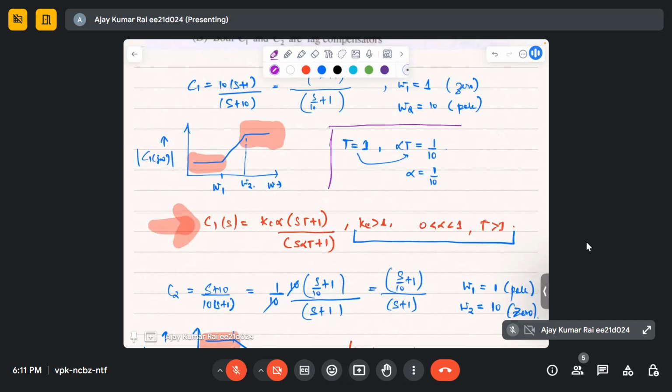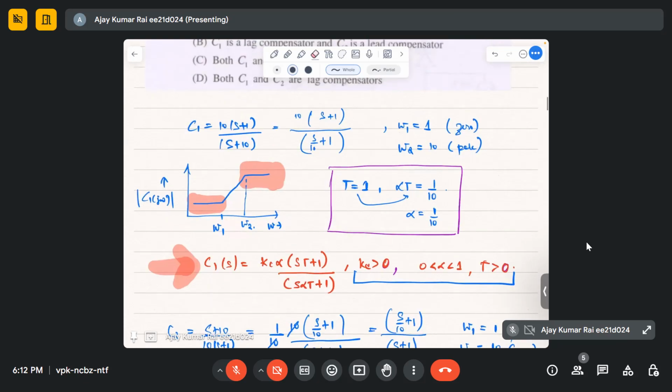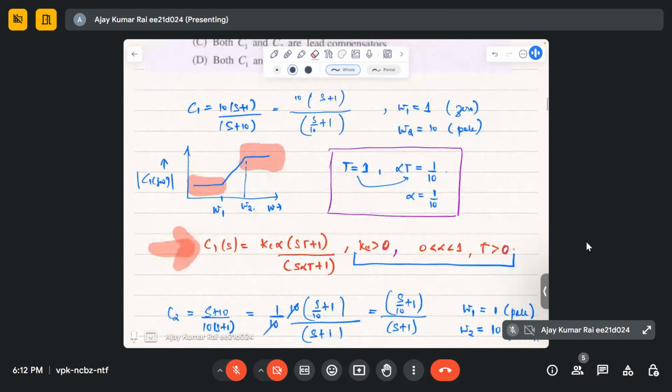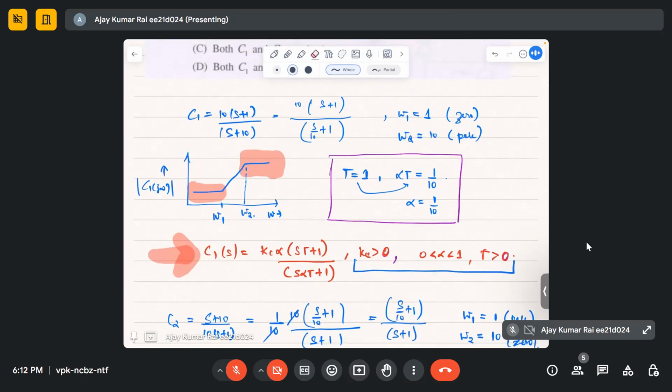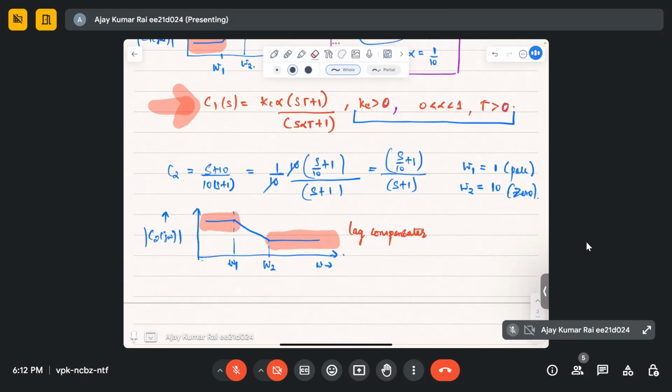You see here, t is equal to 1, so it's greater than 0. Kc is also greater than 0. So this is what we have found out. So t is equal to 1, and if you substitute here, alpha t is equal to 1 by t, and alpha is equal to 1 by t. So I know my range of the parameters, so I can just compare and see it's a lead compensator without knowing the Bode plot. For the lag compensator also, we can do a similar thing.